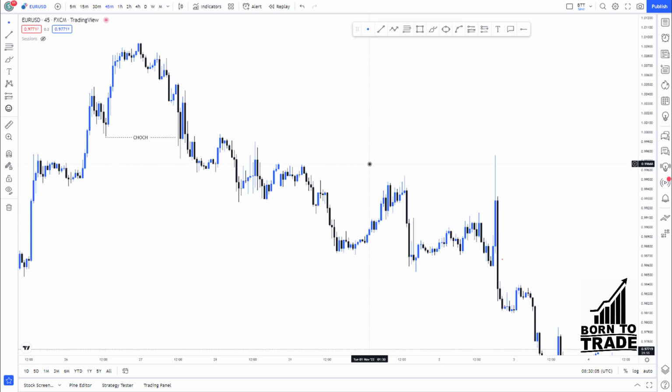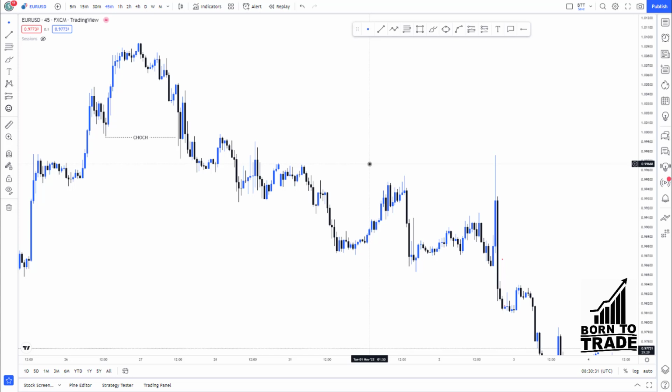Let's get into the topic of today: liquidity and inducement. Liquidity and inducement is a concept you need to understand as a smart money trader. If you fail to understand the concept of liquidity and inducement, you will find yourself losing a lot of money in the financial markets, because you will always fall for those traps. Liquidity and inducement are traps built by smart money to trap traders.